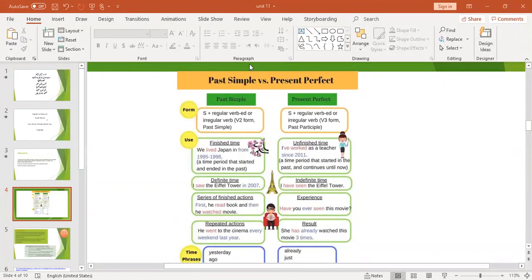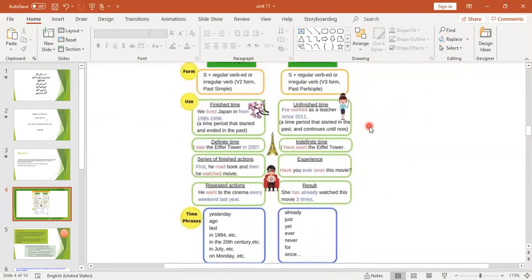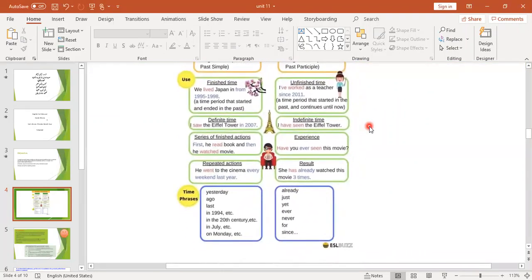If we do a quick revision for the form, with the past simple, as we know, after the subject we use verb two, regardless of the subject. It's also useful to remember regular and irregular verbs. With the present perfect, we use either has or have with the past participle form of the verb. Now, the uses, which we are going to focus on more and more: we use the past simple for finished actions in the past, actions that happened in and finished in a certain time in the past.